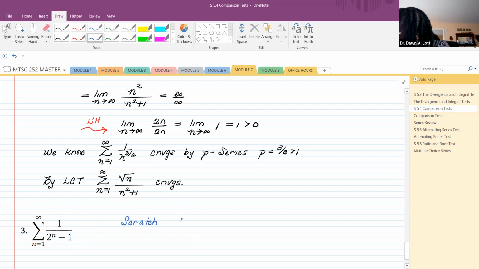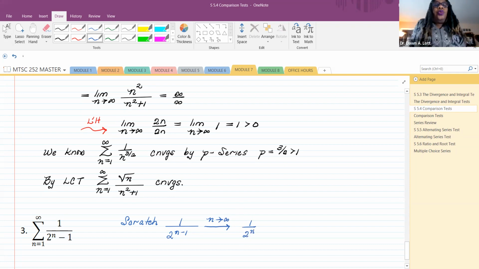Okay, I have 1 over 2 to the n minus 1. Uh-oh. And as n goes to infinity, that 2 to the n is going to get so big that that 1 is not going to matter. So it looks like 1 over 2 to the n. Okay, so that is what you are going to use for your comparison tests.